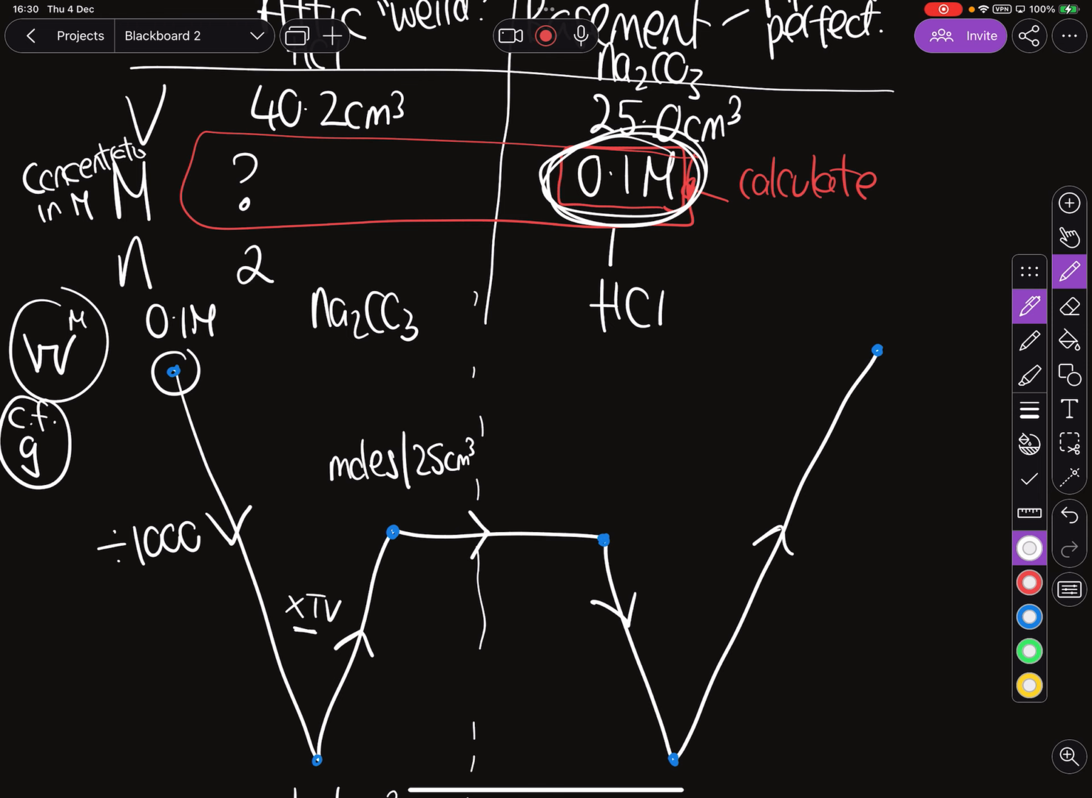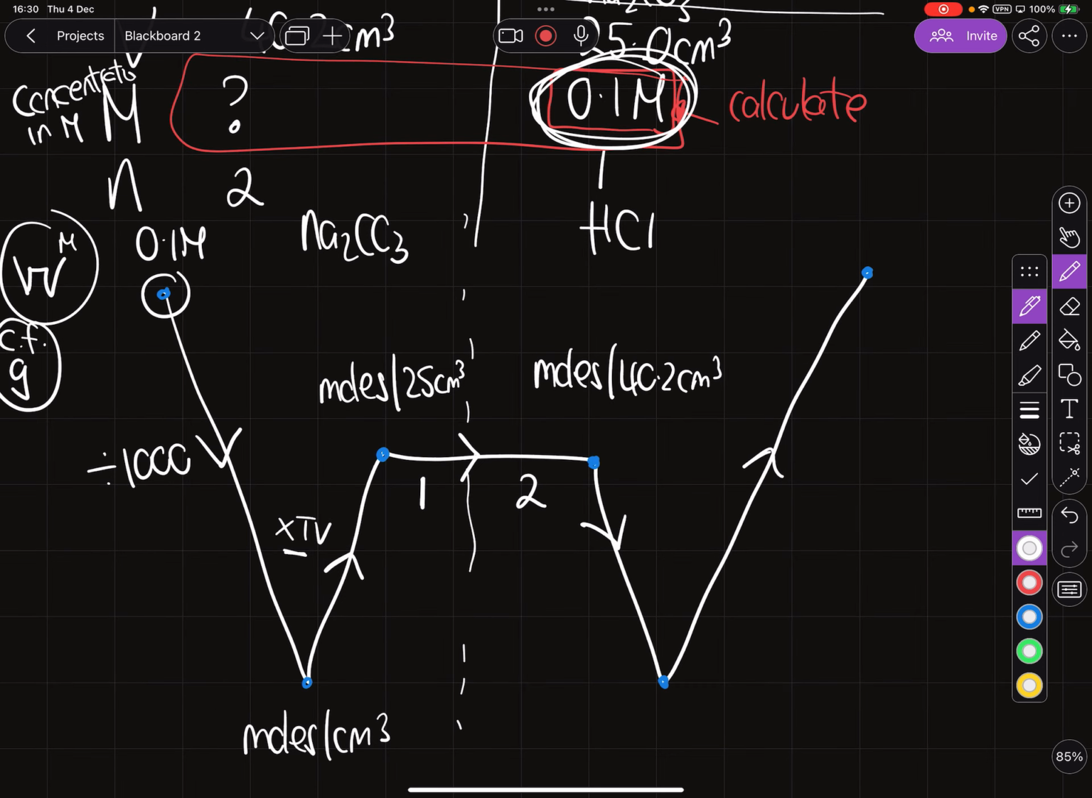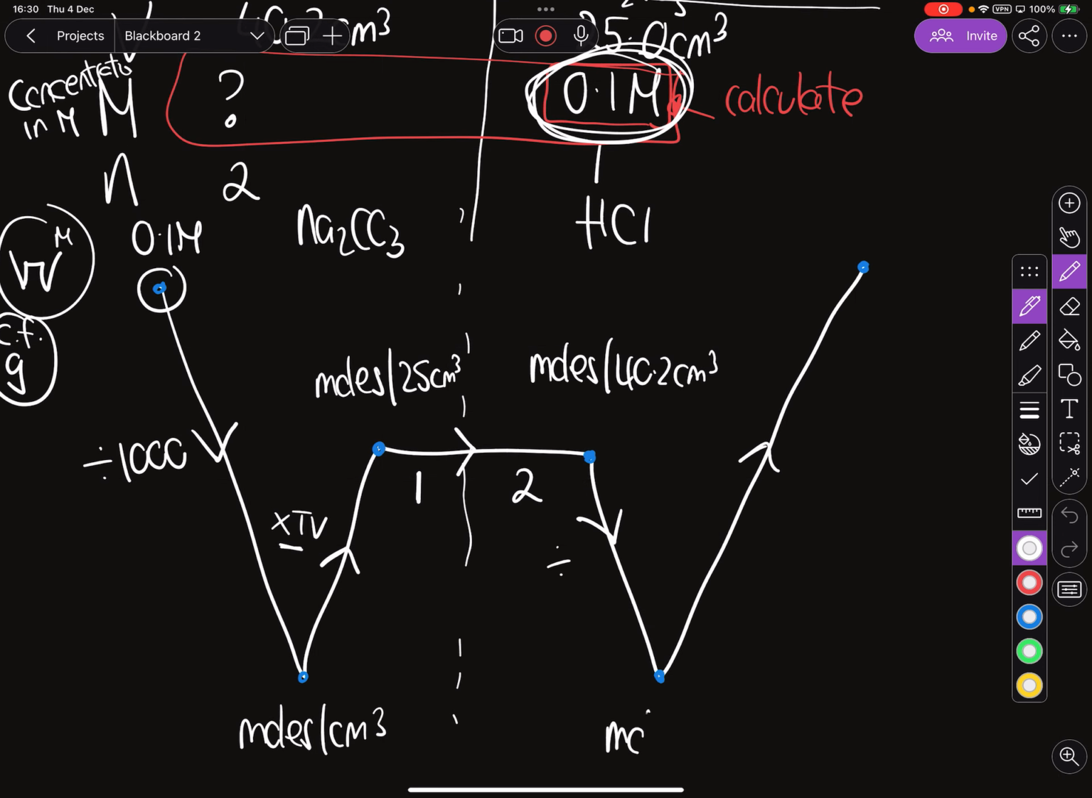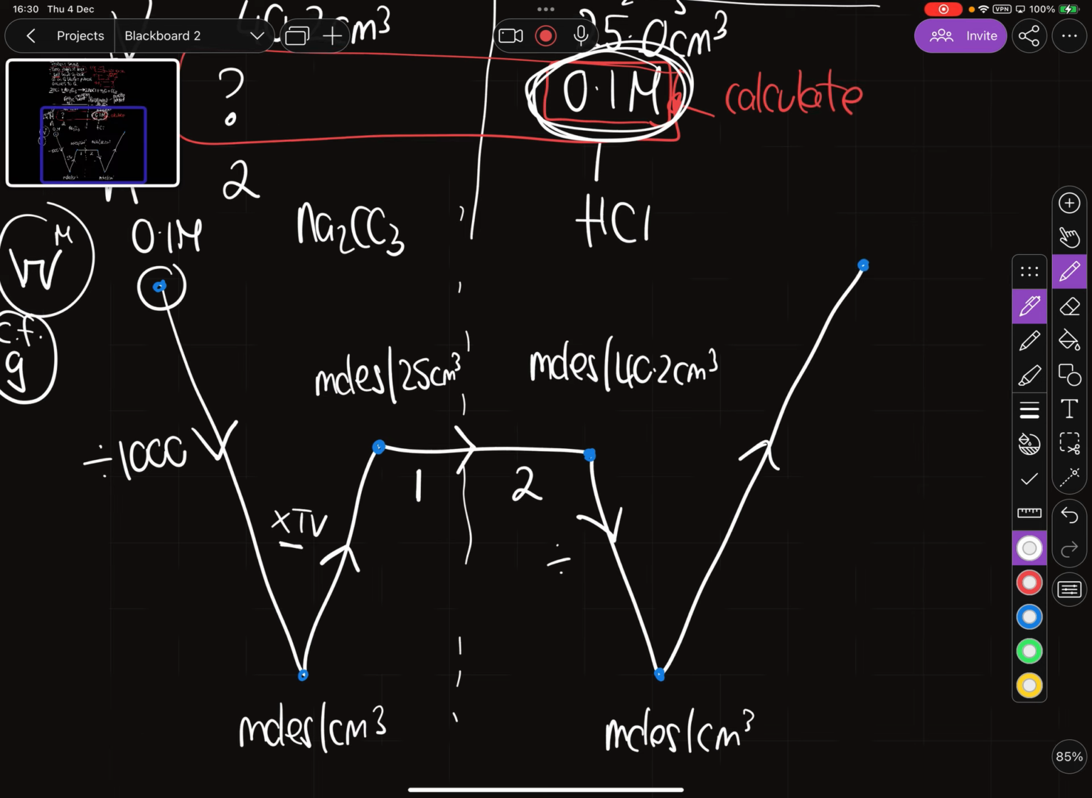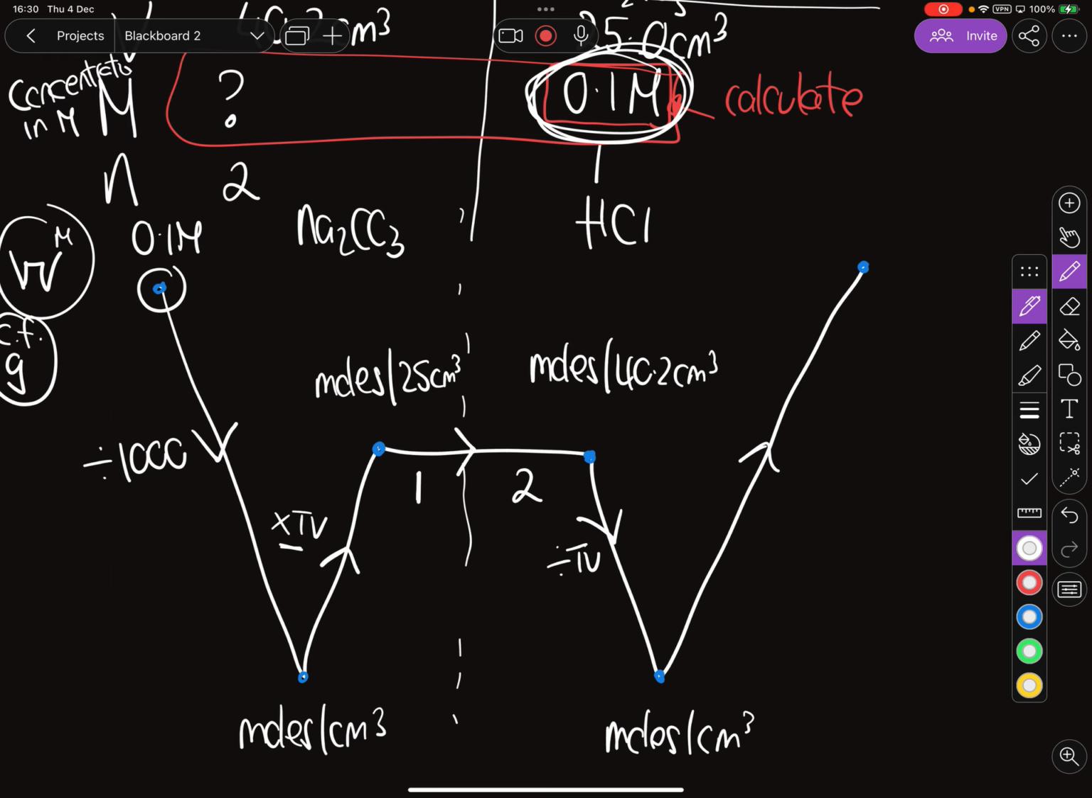We're going to use our ratio, and the ratio is 1 is to 2. And when we get the answer here, it's going to be in moles per 40.2 centimeters cubed. We're coming down. So the down is a division, and we know down at the bottoms of everything, we are calculating moles per centimeter cubed. So here, to go from 40.2 centimeters to 1 centimeter, I'm going to be dividing by this titer volume.